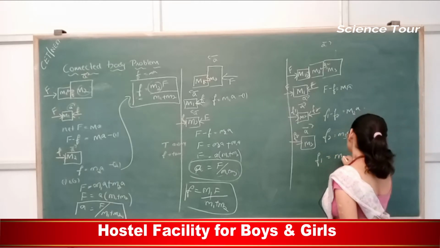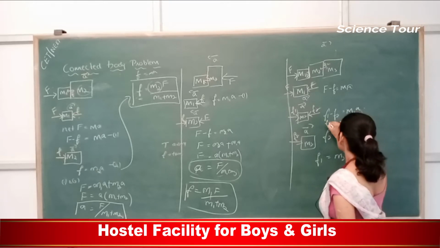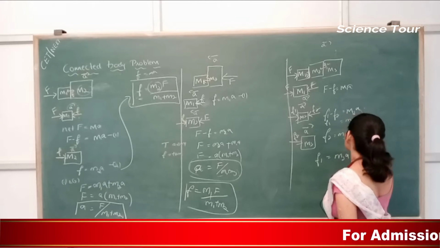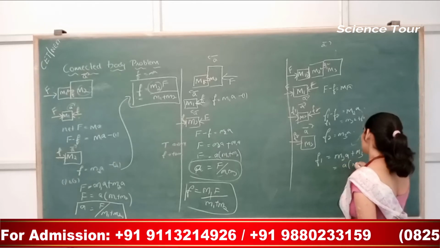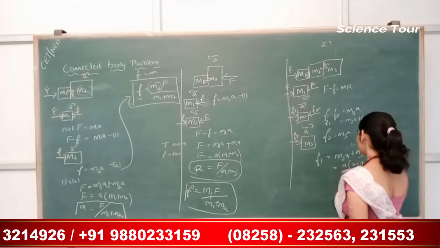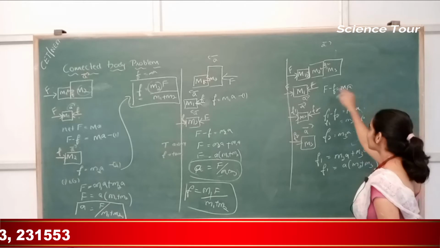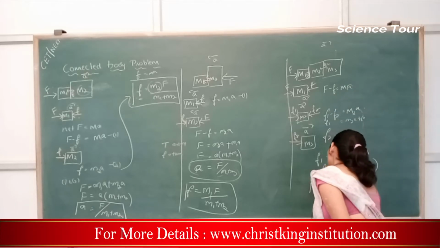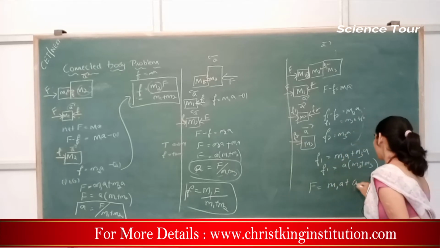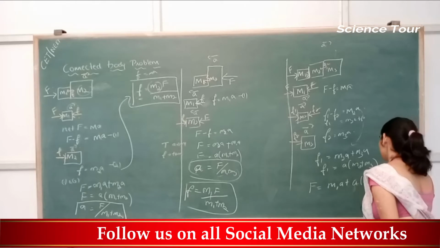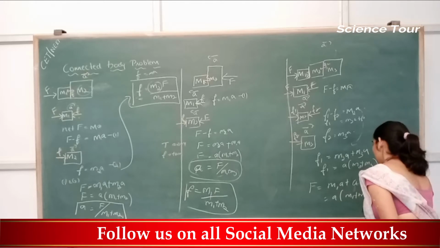F1 is equal to m2 into a from this expression. F1 is equal to m2 into a plus F2, correct? F2 is m3 into a, so F1 is m2 into a plus m3 into a. So a of m2 plus m3 is F1. Next, from this, F is equal to m1 into a plus F1. F1 is a of m2 plus m3. Therefore, a of m1 plus m2 plus m3 is equal to F.